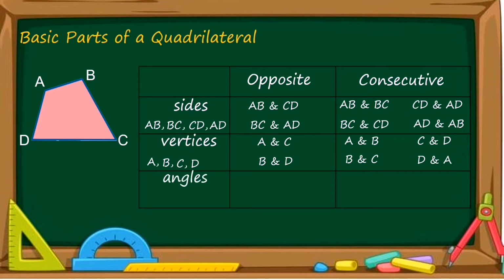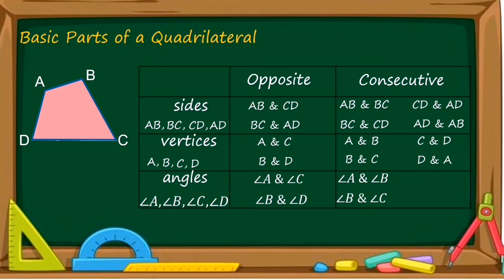Last basic part is the angles. Angle A, angle B, angle C, and angle D. The opposite angles are angle A and angle C, angle B and angle D. The consecutive angles are angle A and angle B, angle B and angle C, angle C and angle D, angle D and angle A, or angle A and angle D.